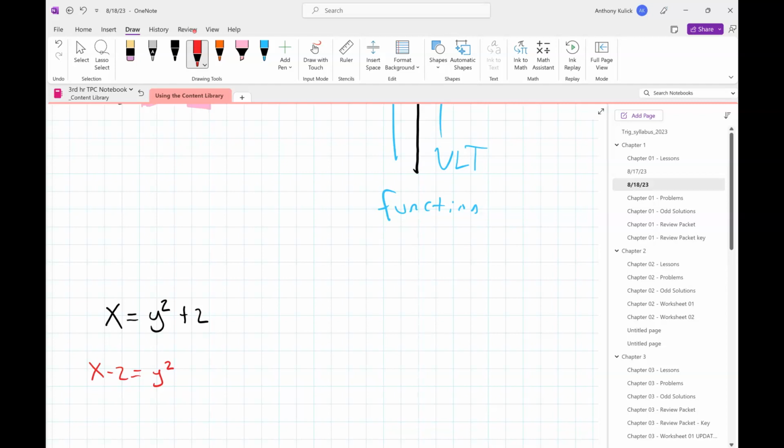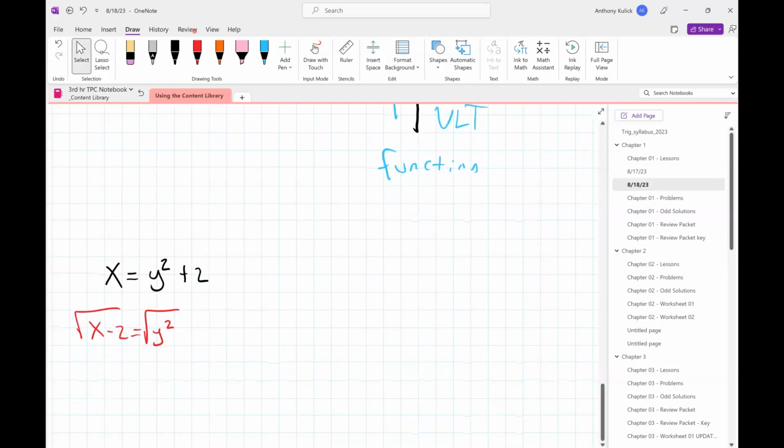Okay. And then what should we do next? We've subtracted 2 from both sides. Great. So square root both sides. Now, what do I have to remember when I square root both sides of the equation? That's true, but this particular operation of square rooting both sides creates something else that I have to remember about.